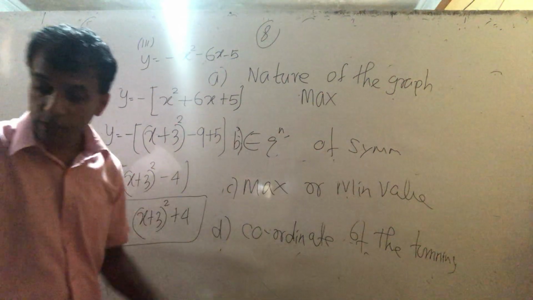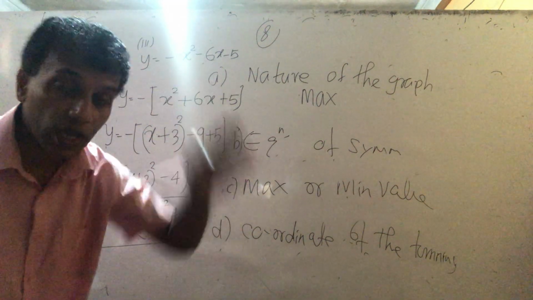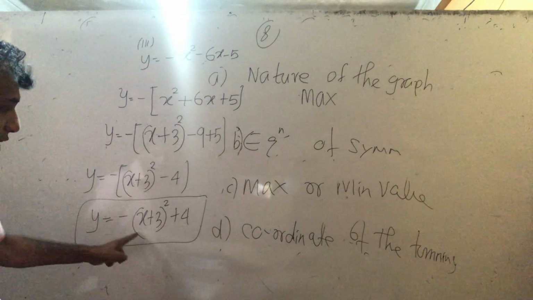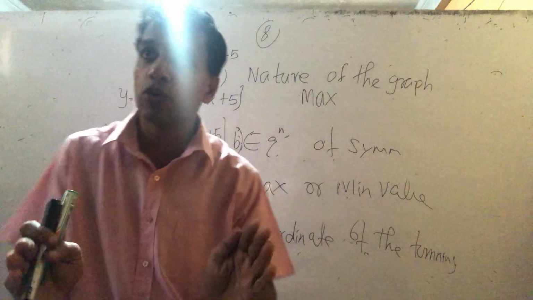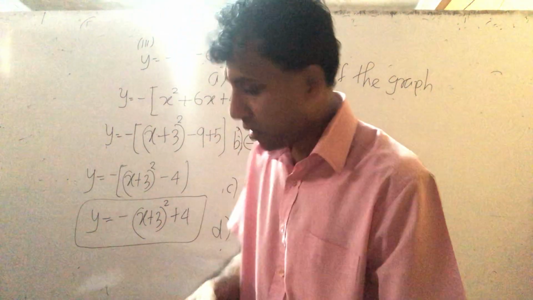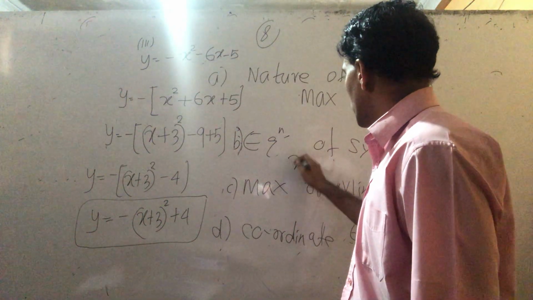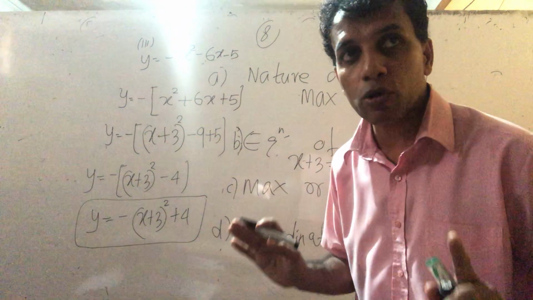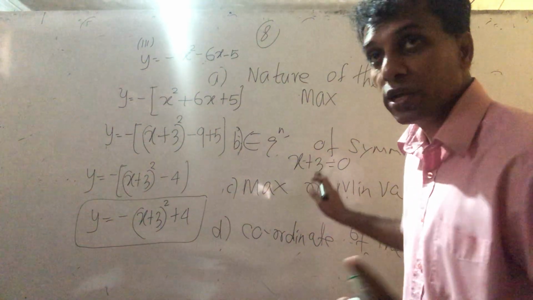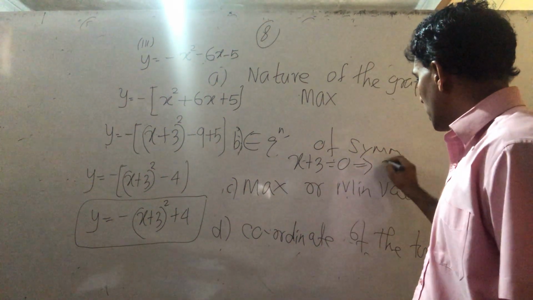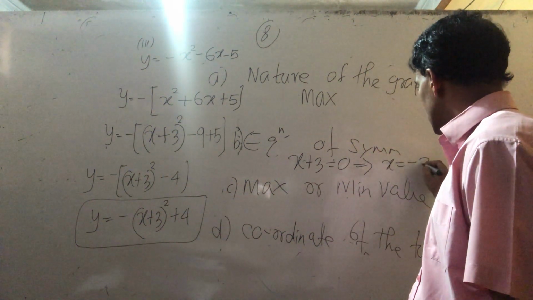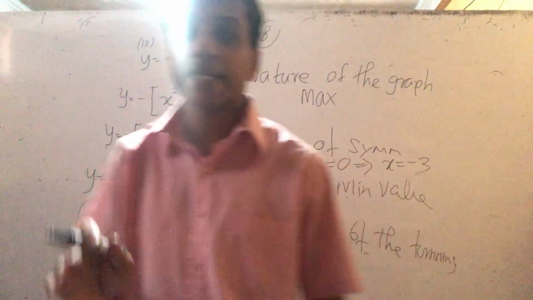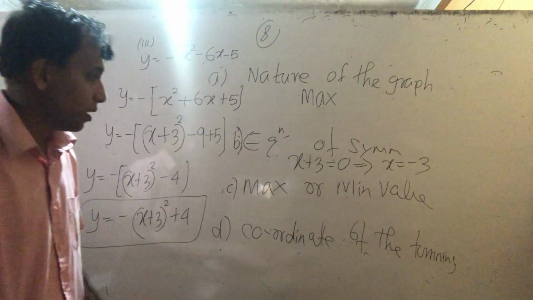So no doubt the graph is maximum. What is the symmetric equation? Make the bracket equal to 0, no matter minus or plus, right? x plus 3 equals 0, no matter about the square. The bracket only is enough. So what is the answer? x equals minus 3. The symmetric equation is x equals minus 3.